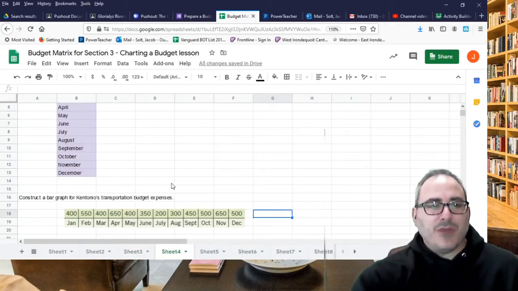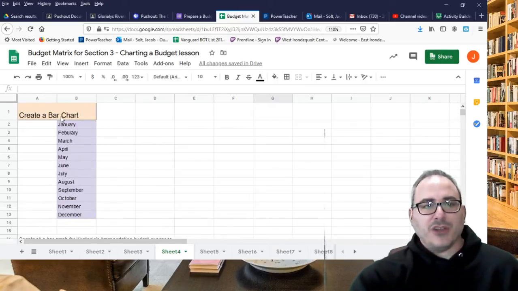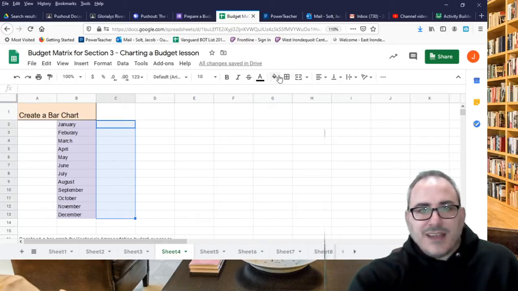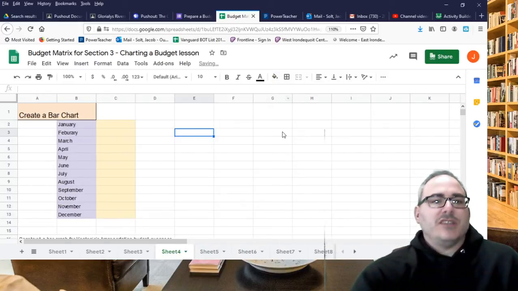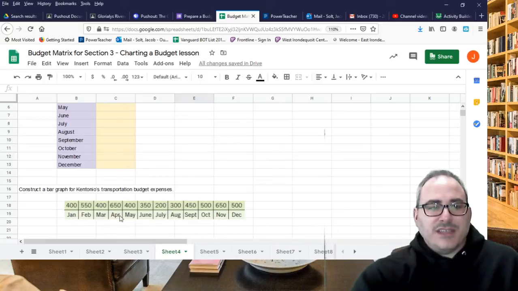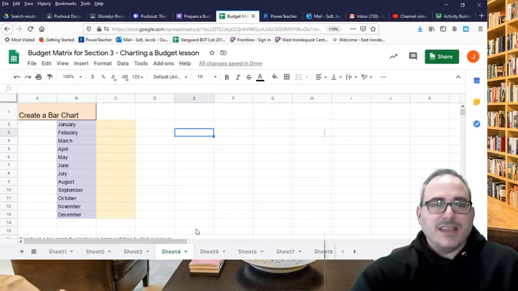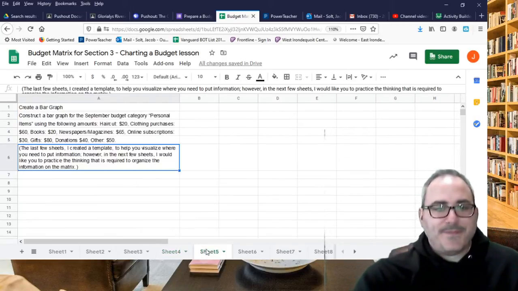And notice I'm creating a little scaffold, a little template here where it's kind of obvious where you're supposed to put the information. I'm going to have you create a bar chart on this sheet. I want you to put the information here in this column. In fact, let me highlight this column so it'll be even more obvious where you're supposed to put that information, right? And then you're going to put this information here and right over here, and then you create a bar chart over here using the computer. It'll be really easy once you get the information in. Sorry about my little cough.